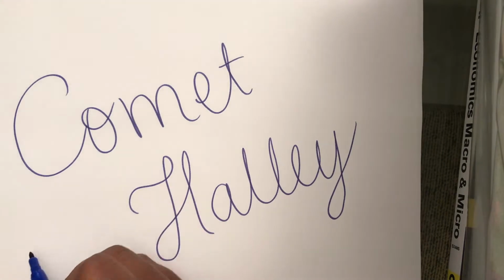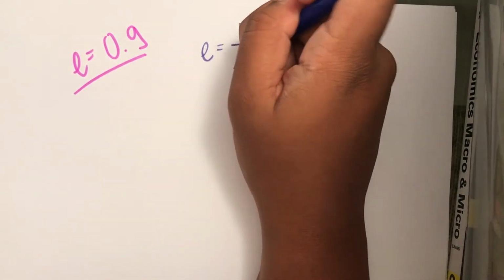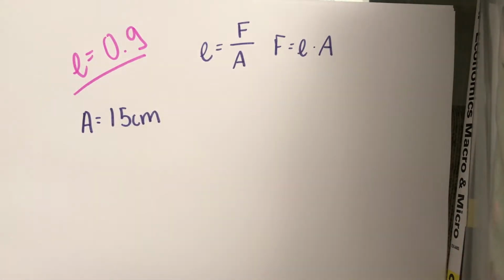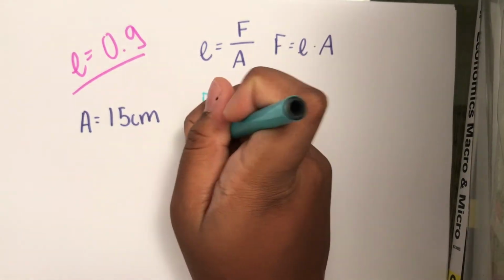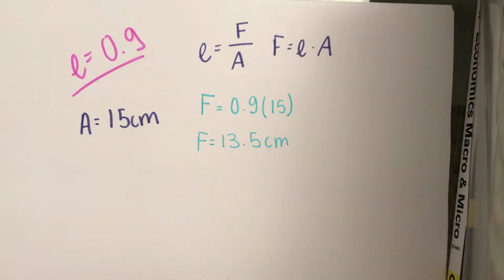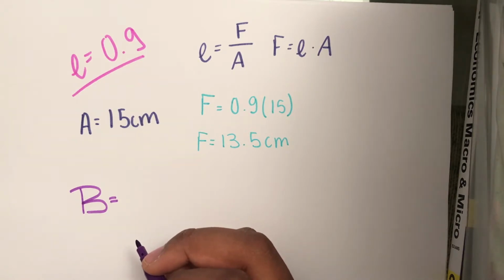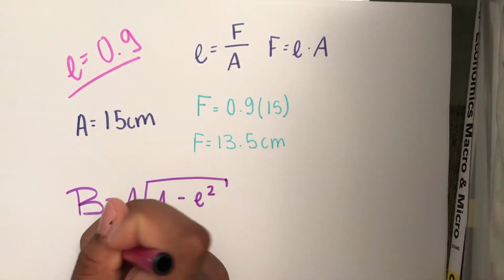To calculate and draw the ellipse of Comet Halley, we look at its eccentricity. Its eccentricity is actually very high, it's 0.9. Very high in comparison to the Earth's, which is just 0.02. We manipulate the equation again in terms of F, which equals F equals E times A, and we use this constant A of 15 centimeters so that we can fully see the difference that eccentricity makes. F equals 0.9 times 15, so therefore F equals 13.5 centimeters. F is the distance between the foci.